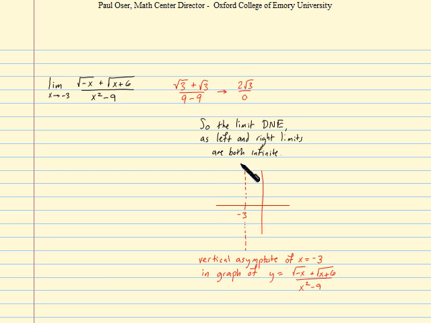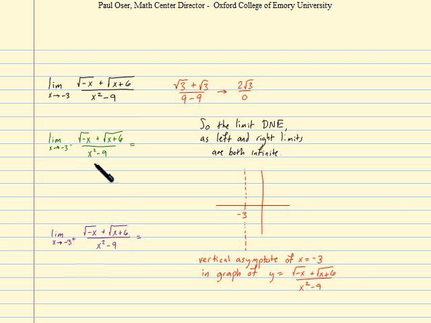Does it fly up to positive infinity? Does it fly down to negative infinity? And what's the behavior of the function as we move in from the right? Does it go off to positive infinity or down to negative infinity? That question can be resolved by looking at the individual one-sided limits: the limit as x approaches -3 from the left of this expression, and the limit as x approaches -3 from the right of this expression.